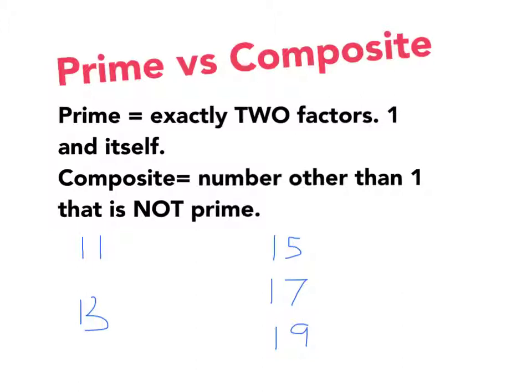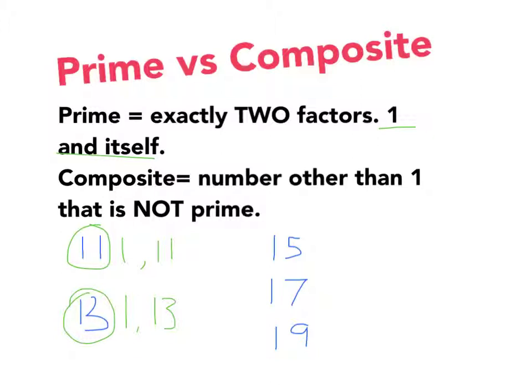Factors of 11. Okay, so 1 goes into 11, 2 doesn't, 3 doesn't, 4 doesn't evenly, 5 doesn't evenly, 6 doesn't evenly, 7, 8. Oh, okay, so it's 1 and 11. Exactly 2 factors, 1 and itself. There's my first prime number. Okay, let's go on to the next one. 13. Yep, 1 goes into 13, 2 no, 3 no, 4 no, 5 no, 6 no, 7 no. None of those either. Next prime number, 1 and 13.